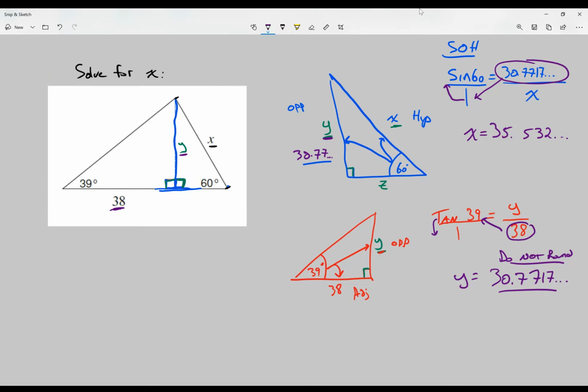So I don't have any units. In my original question, the 38 there, it didn't have any units. And it also didn't say round, so I could leave my answer like that. If I wanted to round it, let's say to the nearest tenth, it would be 35.5. If I wanted to round it to the nearest ones unit, I could say it's 36. It all depends on what the question asks you to do, okay? So there is your final answer. You found x.